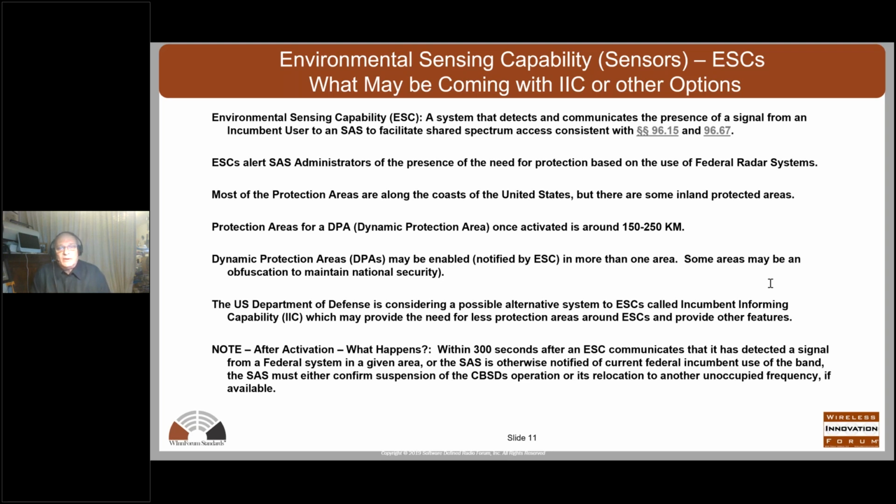The United States government, and I believe Andy will talk about this a little bit further, is considering an option which may replace ESCs called the incumbent informing capability. It would do away with the need for sensors and employ a different approach. We don't know when or how it will happen, but if it does, it may be a replacement for ESCs. And what happens when a DPA is declared, when an ESC notifies the SAS that there is an activation or a protection that needs to happen? The CBSD has to, within 300 seconds after that declaration, either shut down or move according to the SAS's direction. Next slide, please.